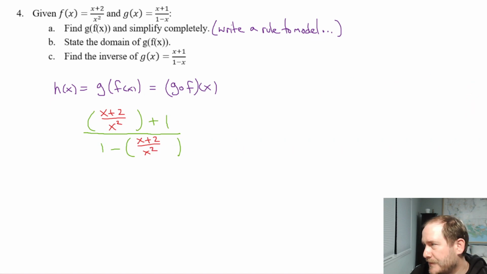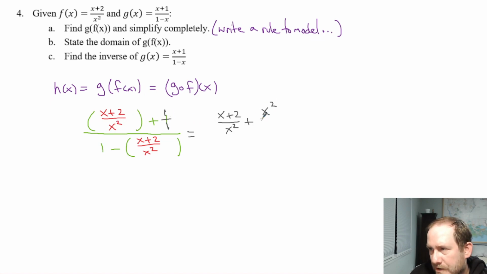All right, now I'm supposed to simplify this. With these complex fractions or compound fractions, your first step for sure is to get your two terms together. So x plus 2 over x squared, that thing's good to go. But this 1, treat it as 1 over 1. Your common denominator is going to be that x squared, so it turns into x squared over x squared.